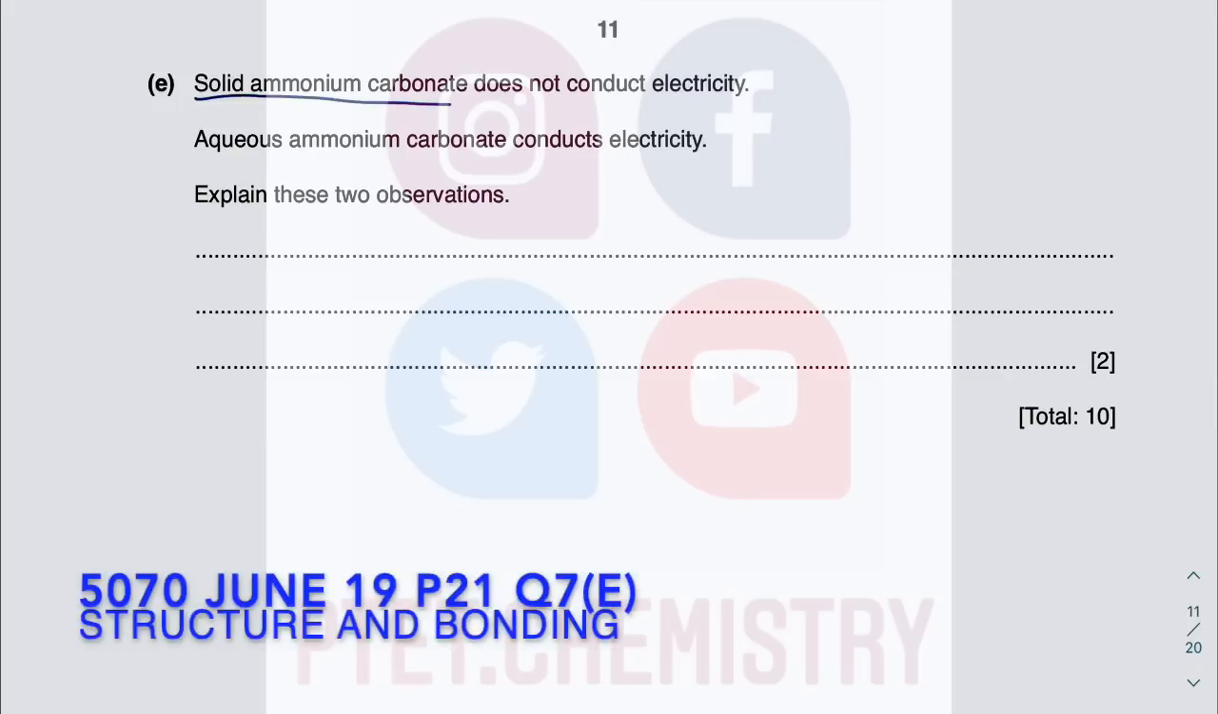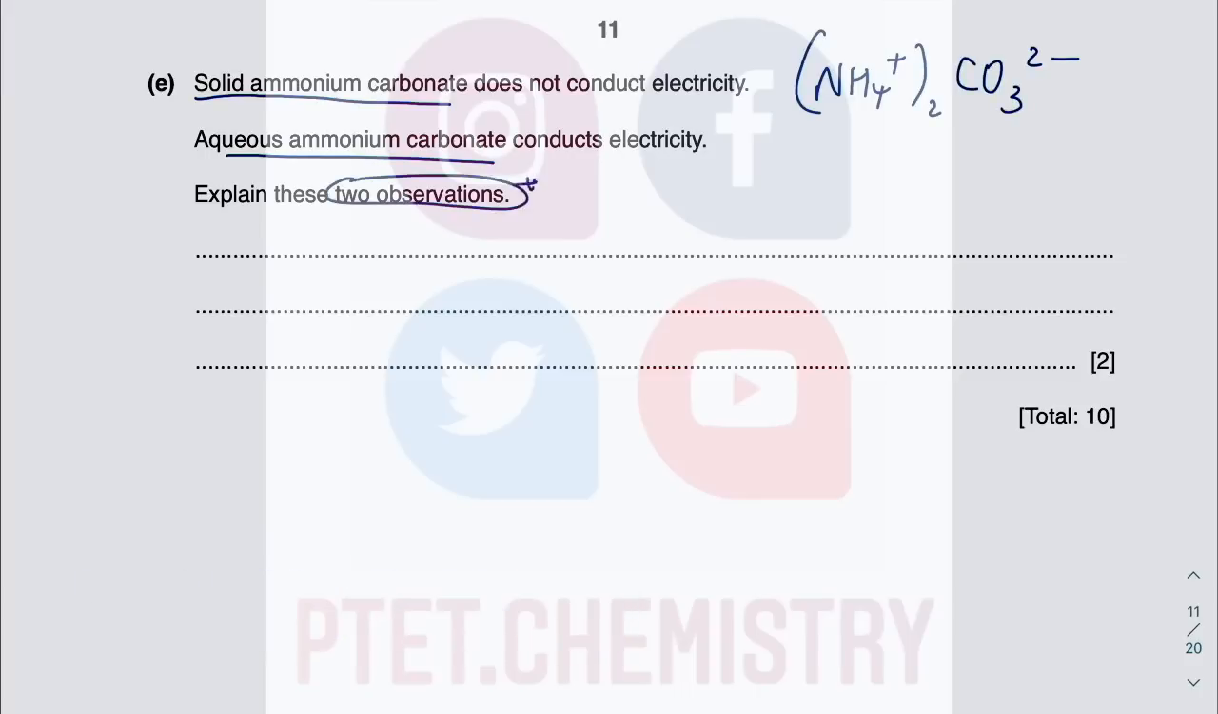Solid ammonium carbonate does not conduct electricity, but aqueous ammonium carbonate does conduct electricity. I think I just outlined to you. It is actually ionic, so it's all down to the ionic structure. You gotta explain these two observations. Two observations means you gotta explain one by one. Ammonium carbonate has giant ionic structure. Very important, structure and bonding.